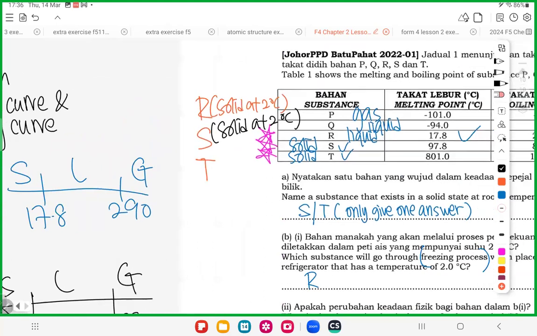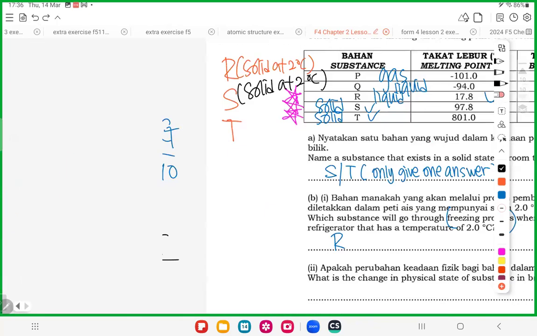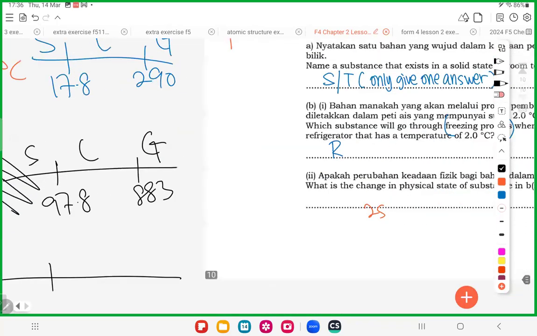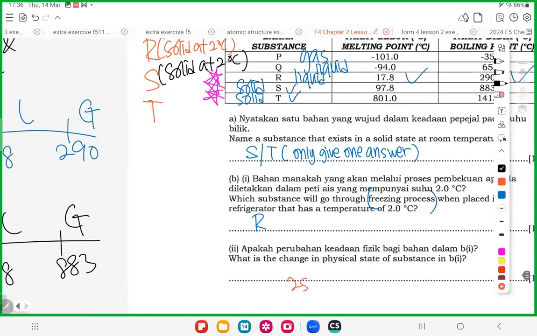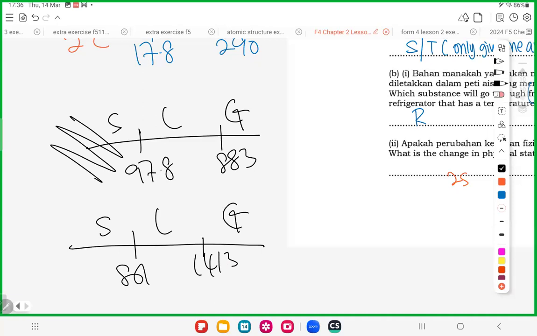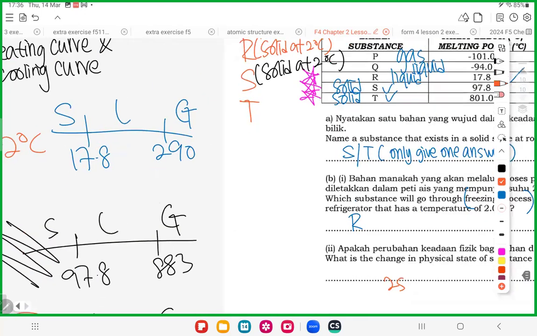Substance T, melting point 801, boiling point 1413. So this is solid, liquid, and gas. So what temperature do we want? Now we put the thing in the fridge, and the temperature is 2 degrees Celsius. Where is 2 degrees Celsius? It is lesser than 801, so it should be solid.